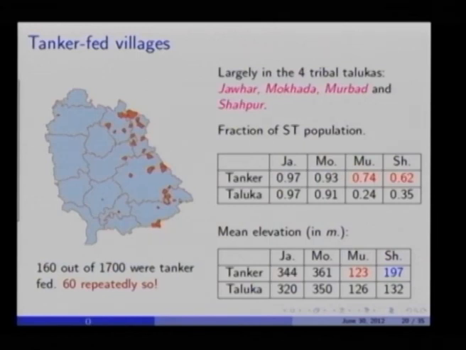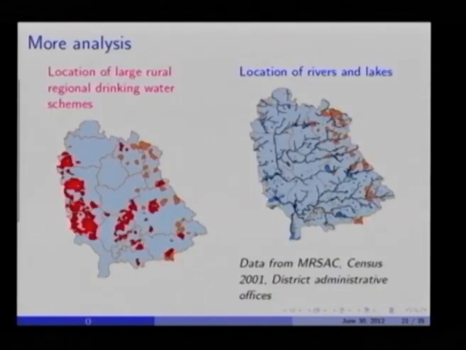And if you see what the scheduled tribe population is in Jawhar, Mokhada, Murbad, 24% of the taluka is tribal, but in tanker fed villages it is 74%. What does it tell you? That tribals have a tendency to go without water, no? Tribals seem to have a tendency to go without water and call for tankers, right? Correct? Then you look here, and you see something else. Anyway, this whole slide is there.